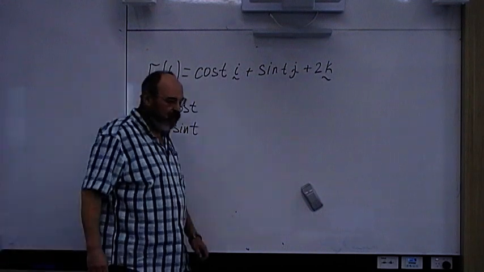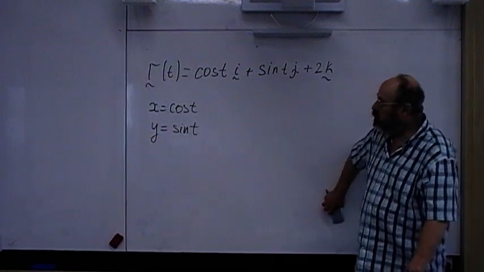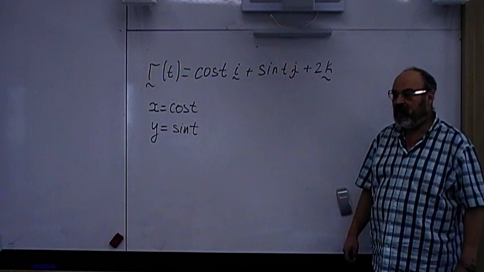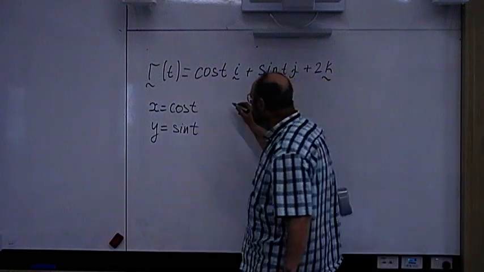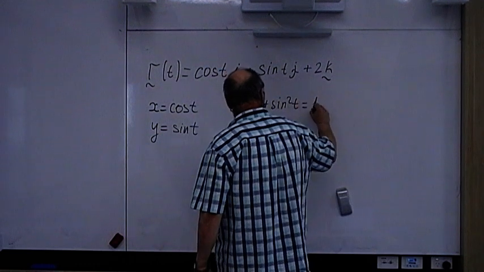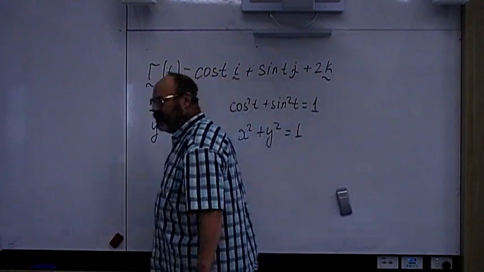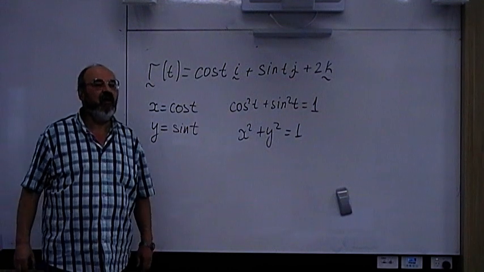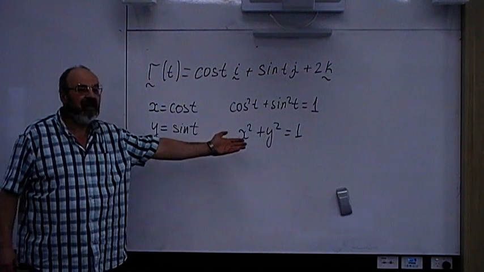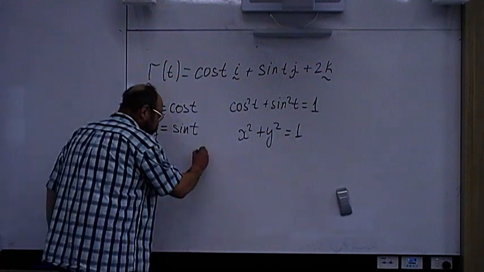Let's recall when we were learning about graphs and parametric equations, how we find the equation connecting x and y by eliminating t. We will have cos squared t plus sin squared t equals 1. So we have x squared plus y squared equals 1. Alright. So what is the shape of the path? A circle with radius 1.